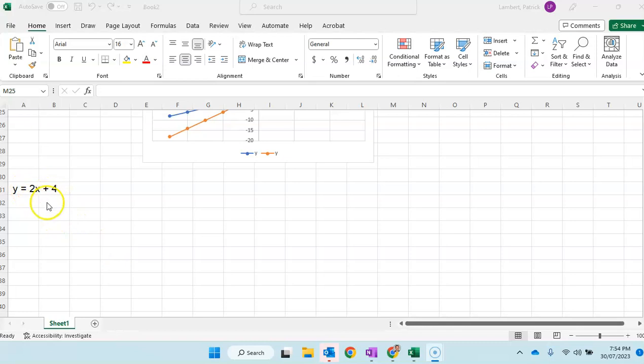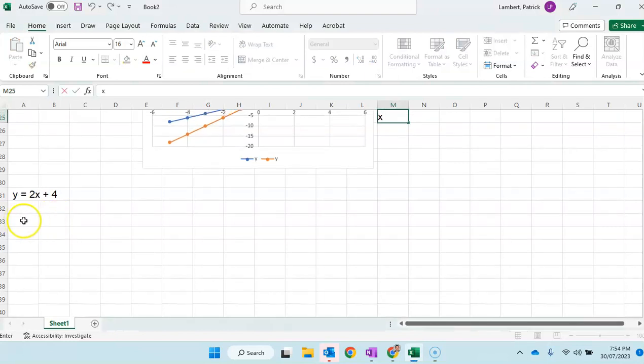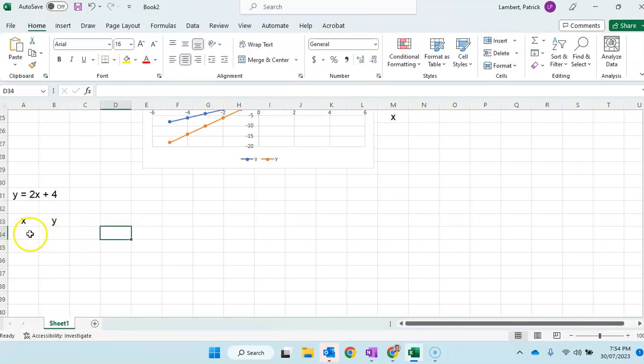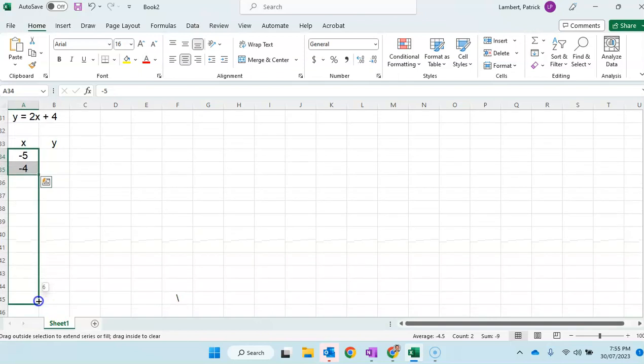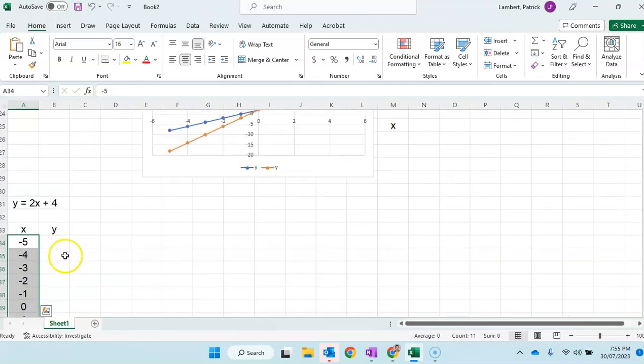For this graph, y equals 2x plus 4, we want to set our table of values. With x, we want to go from -5 through to 5. So I can go -5, -4, and see the pattern. Then I can copy the pattern down till I get to +5. That's what I want.